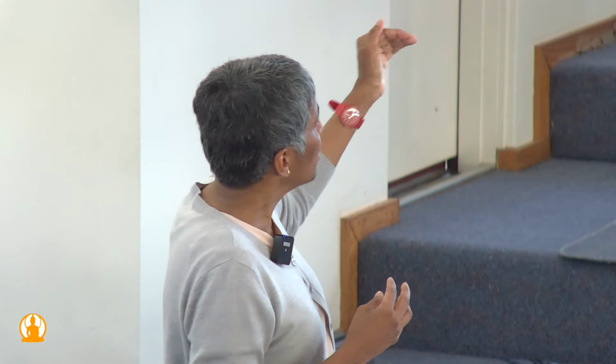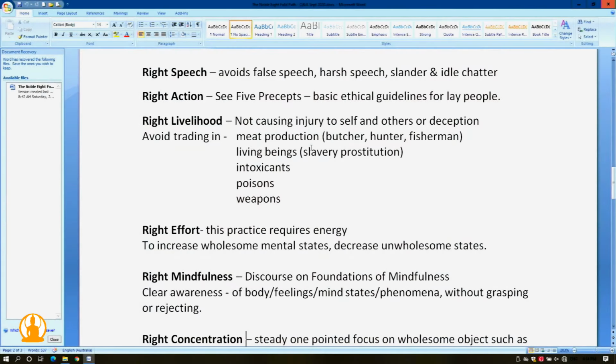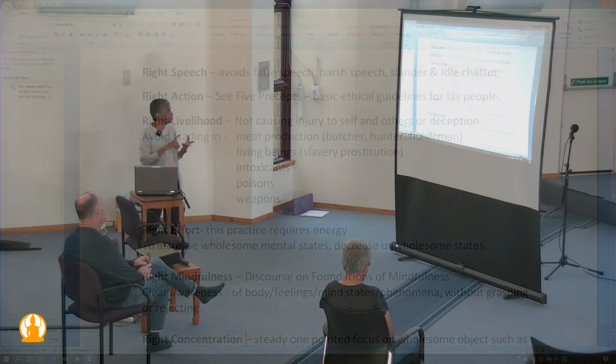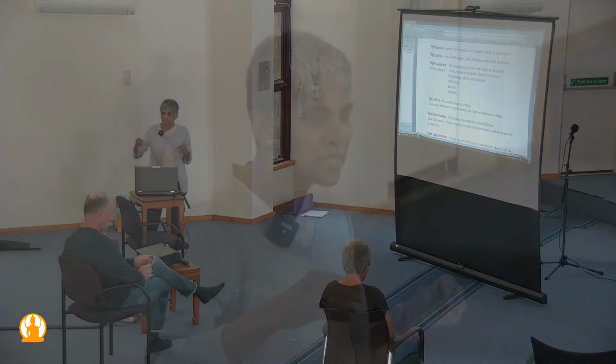The next one, right action. Here in the teachings, what's mentioned is refraining from killing, refraining from taking what's not given, and refraining from sexual misconduct. Now, those 3 start at a very basic level. So, for example, refraining from killing, that's your basic. But then from there it develops all the way to loving kindness towards all beings.